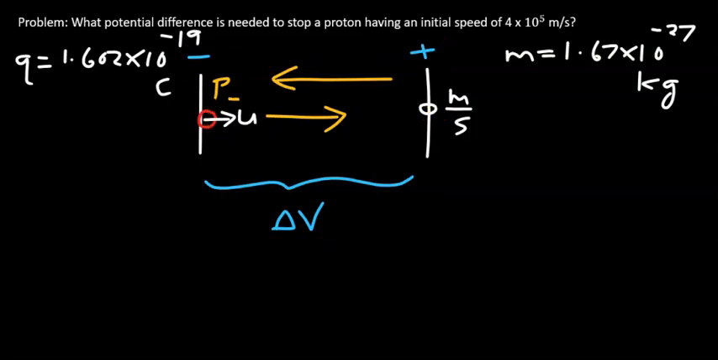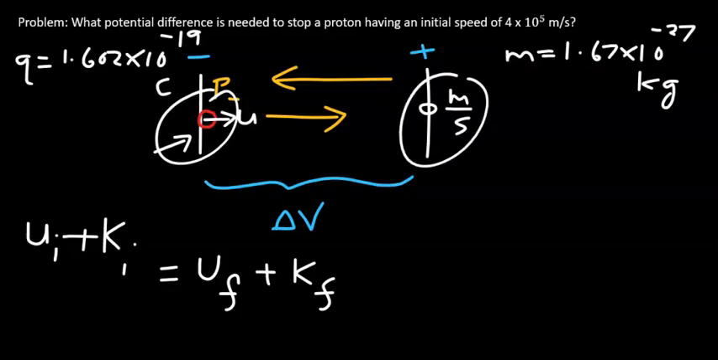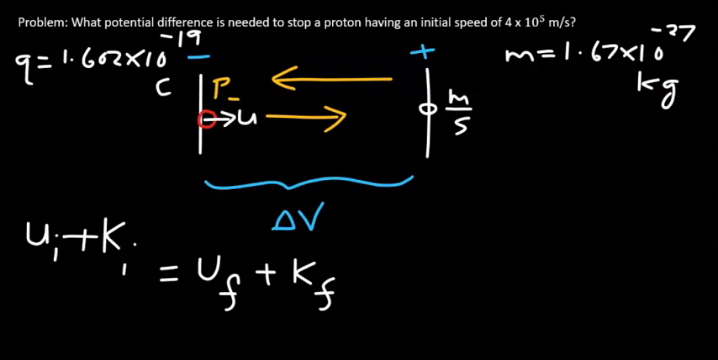We can use the conservation of energy. The initial potential energy, initial point is that point, plus the initial kinetic energy, the kinetic energy of this proton at that point, must be the same as the final potential energy plus the final kinetic energy, namely the final potential energy here and the kinetic energy there. Let's rearrange this equation a little bit. Ki minus Kf equals Uf minus Ui.